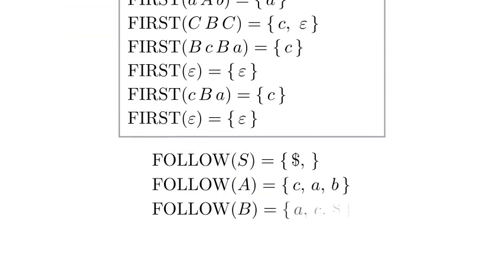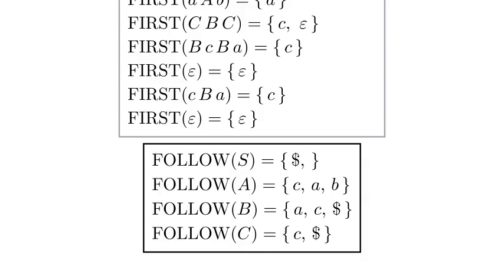Next, follow sets. By definition, the end of string marker follows the start symbol. So the end marker is in follow of capital S. We now scan each production and collect what can appear immediately after a non-terminal. In S arrow A C, A A B, we see three cases. Little c follows capital A, little a follows capital A, and little b follows capital A. Also in S arrow D, A B, little b follows capital A. So follow of capital A is the set little c, little a, little b.